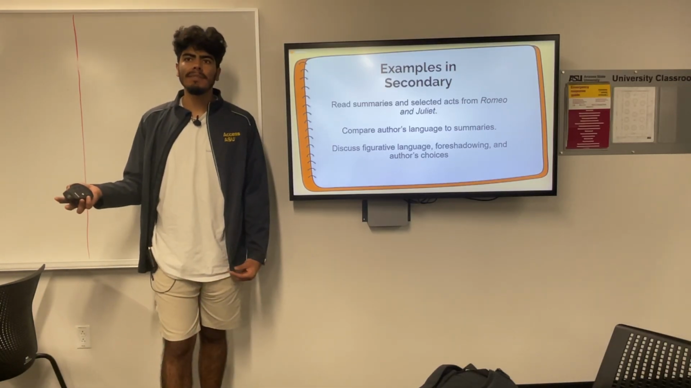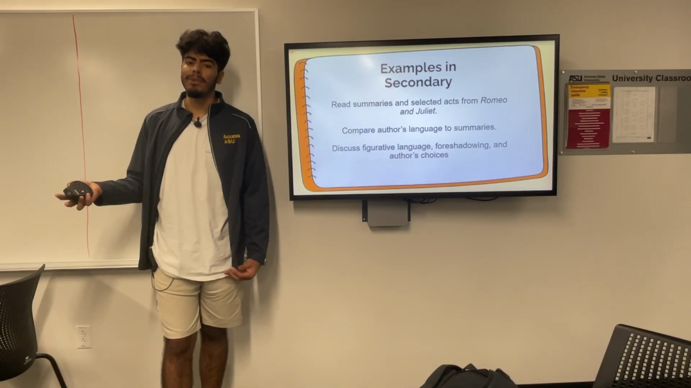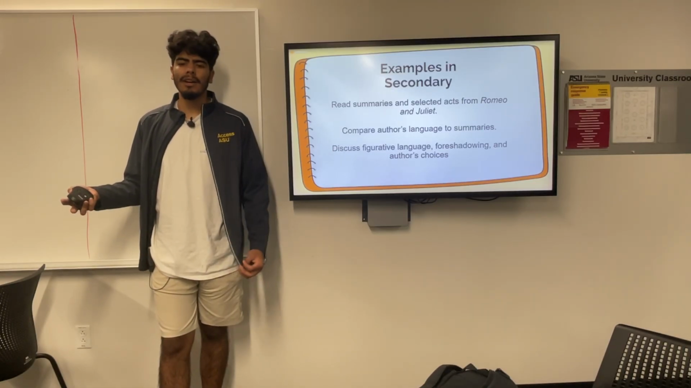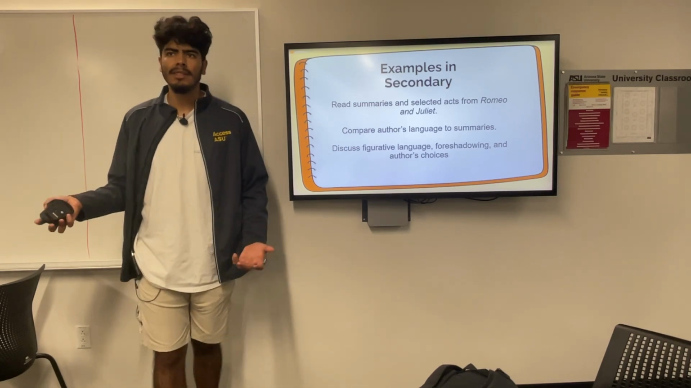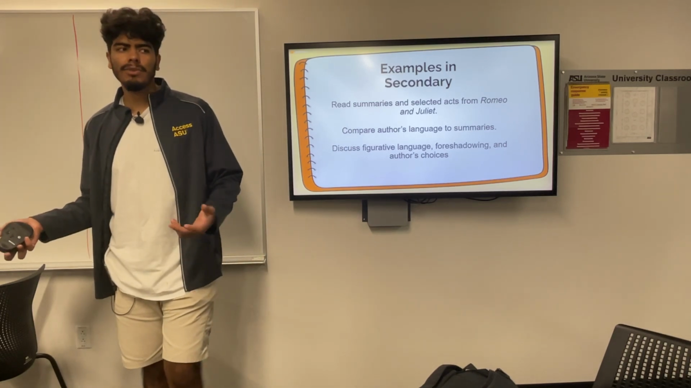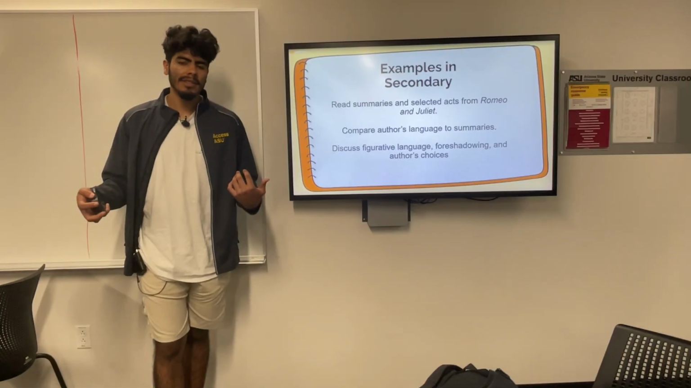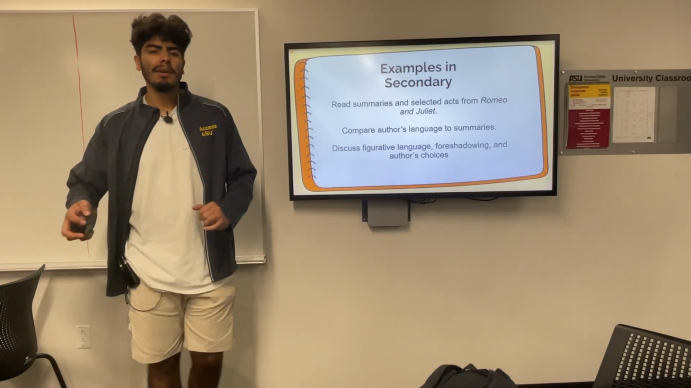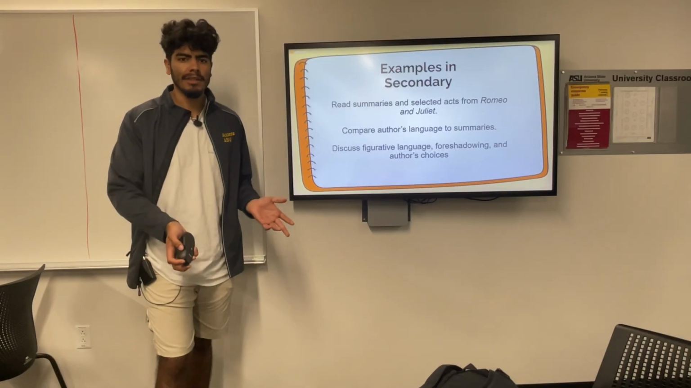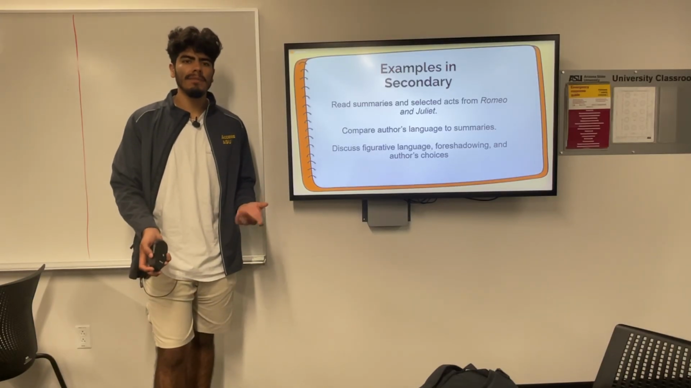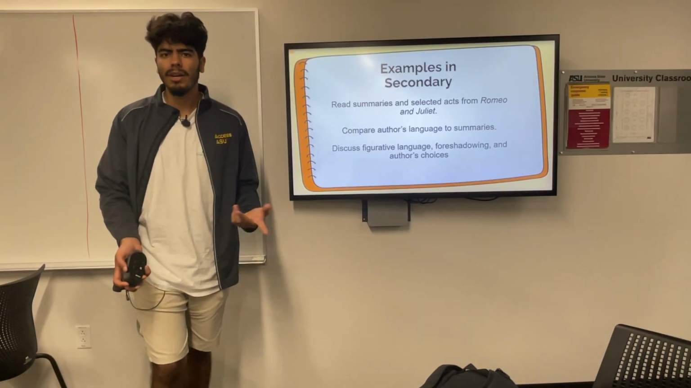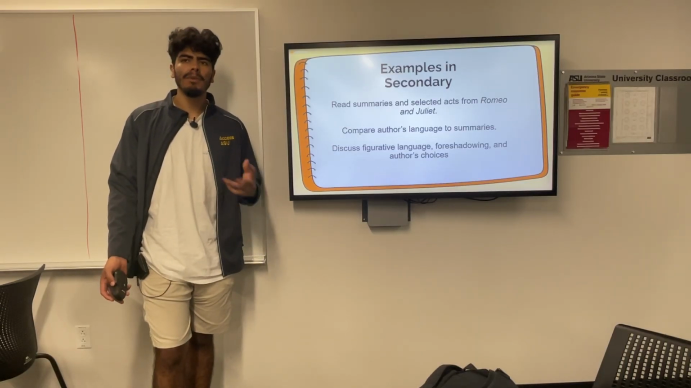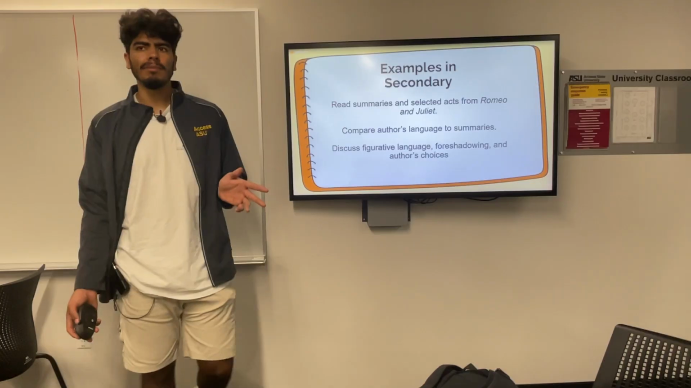And then lastly, discuss figurative language, foreshadowing, and author's choices. So this means, start thinking ahead. When you read something, start trying to picture or imagine in your mind what's eventually going to happen because of something that's happening. Try to finish a sentence or imagine how it's going to end. And keep doing this over and over, and eventually it's going to get better.